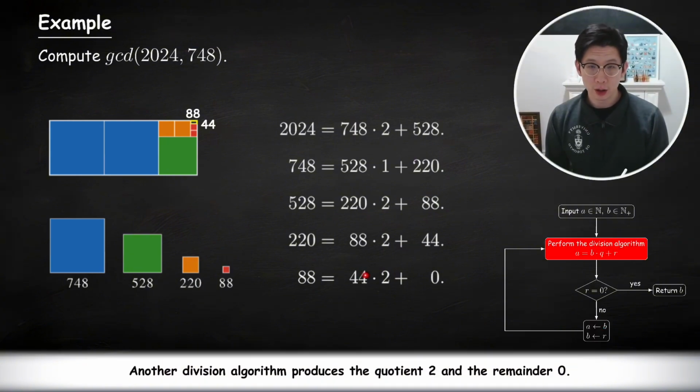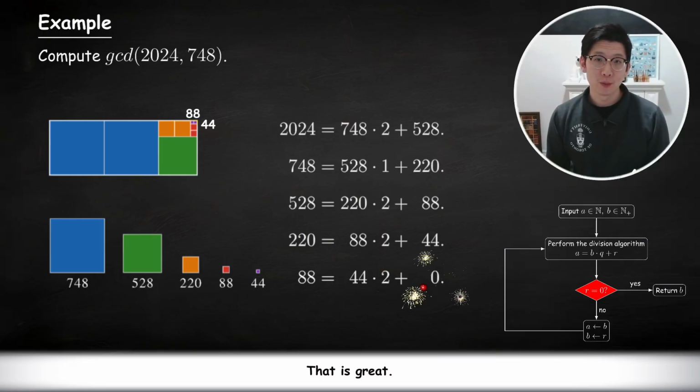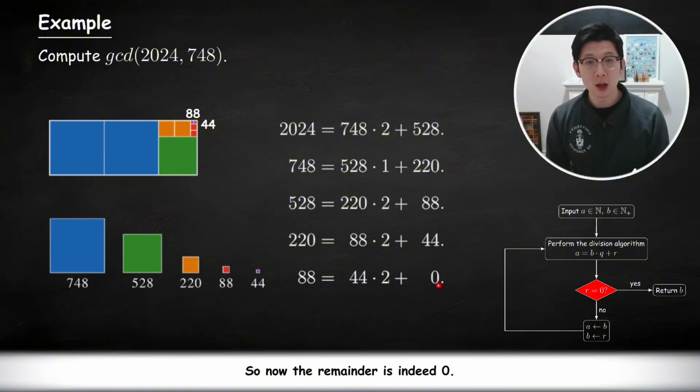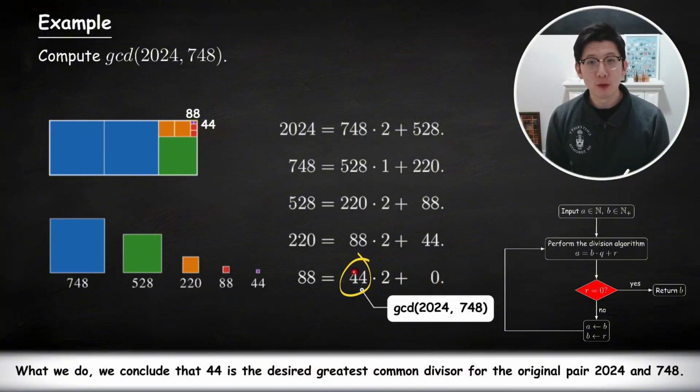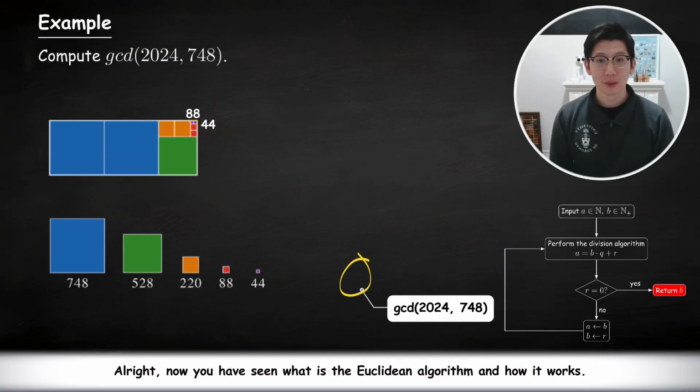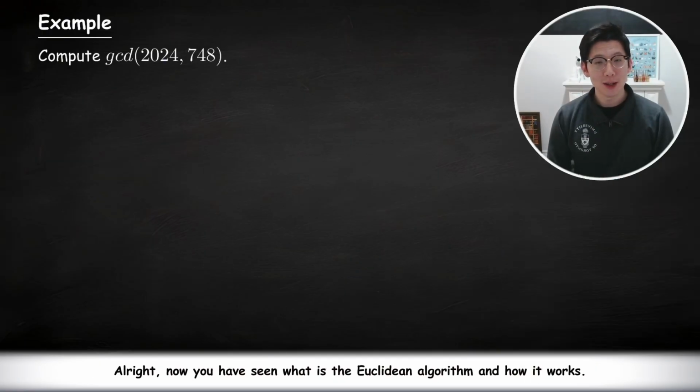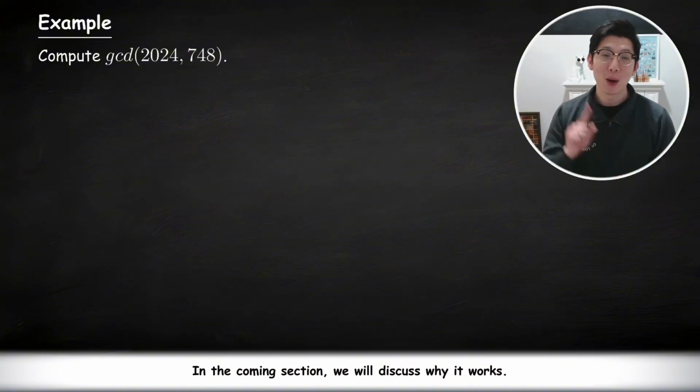Another division algorithm produces the quotient 2 and the remainder 0. Well, that is great. So now the remainder is indeed 0. We conclude that 44 is the desired greatest common divisor for the original pair 2024 and 748. Alright, now you have seen what the Euclidean algorithm is and how it works. In the coming section, we will discuss why it works.